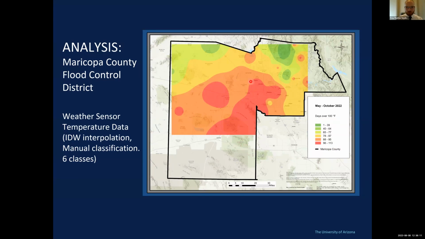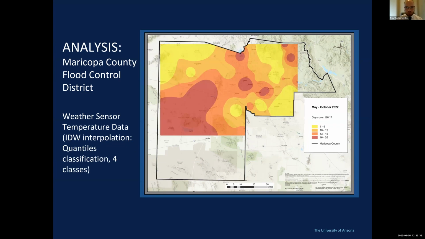So you can see that the central part of the county and also the western portion had the most days over 100 degrees Fahrenheit during this time period. You also can notice that this doesn't cover the whole county area. It just covers the area that was covered by the weather stations. So basically the extent of the weather stations within the county, which was kind of a limitation of this.